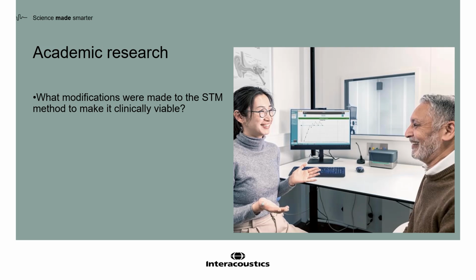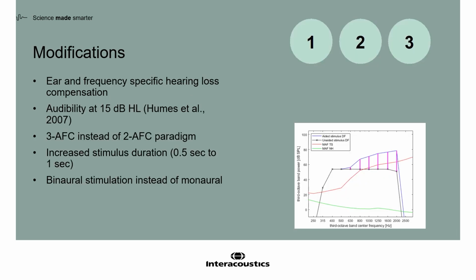So what modifications did IRU have to make to this early version of STM to make it clinically viable? As we've said, earlier versions of spectrotemporal modulation were not easy tests to administer. So let's take a closer look at what we had to do to unleash its full potential. The first change was to ensure that the stimulus was clearly audible to ensure that patients could actually do the test. In previous tests, we talked about how there was a ceiling effect where essentially 1/3 of the participants couldn't complete the test. The first modification was to add ear and frequency-specific compensation for hearing loss.